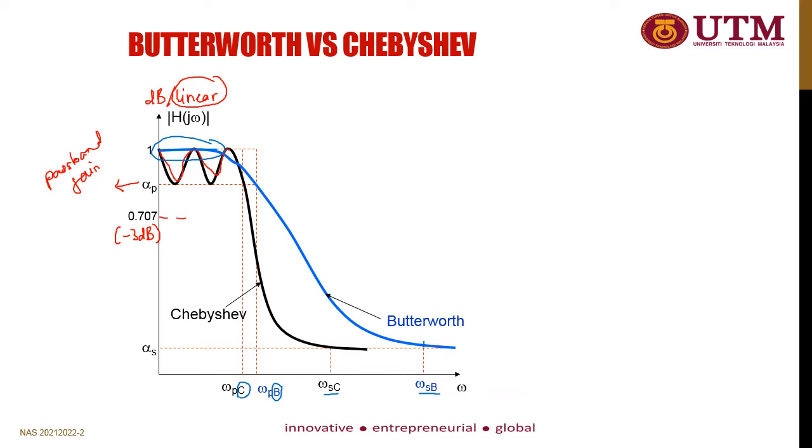At 0.707 or minus 3 dB, you can find the cut-off frequency, omega C. The same goes for the Butterworth filter at minus 3 dB, where you will have your cut-off frequency. So this one is omega C for Butterworth, and the other one is omega C for Chebyshev. Alright, and then at omega S, the stop band frequency for both Butterworth and Chebyshev, that's the stop band gain.